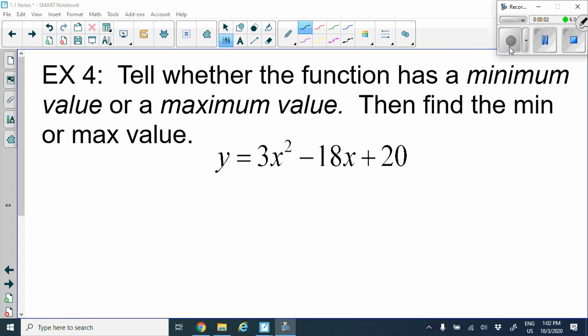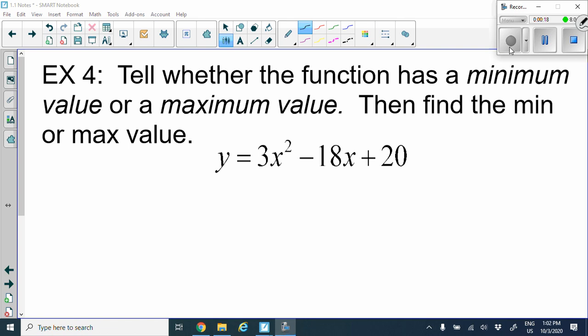Hey guys, so here is the last part to the 1.1 notes. We're going to once again talk about vertex and that stuff, and then we're going to get to our word problem. So for this example 4, it says tell whether the function has a minimum value or a maximum. Then find the min or max.